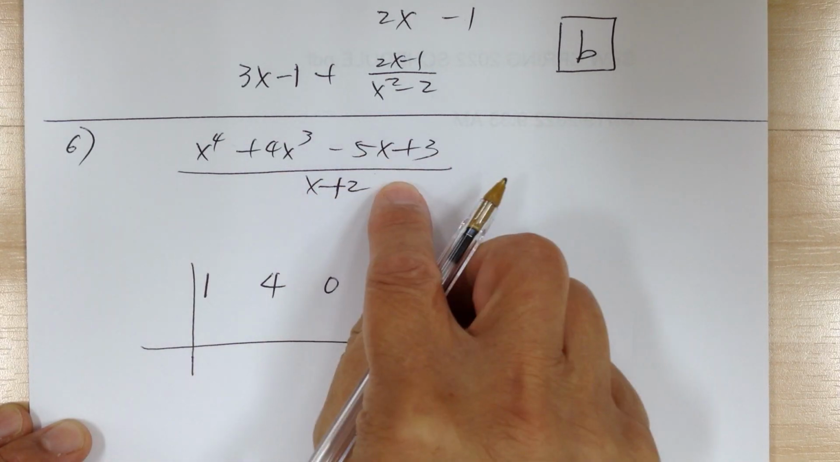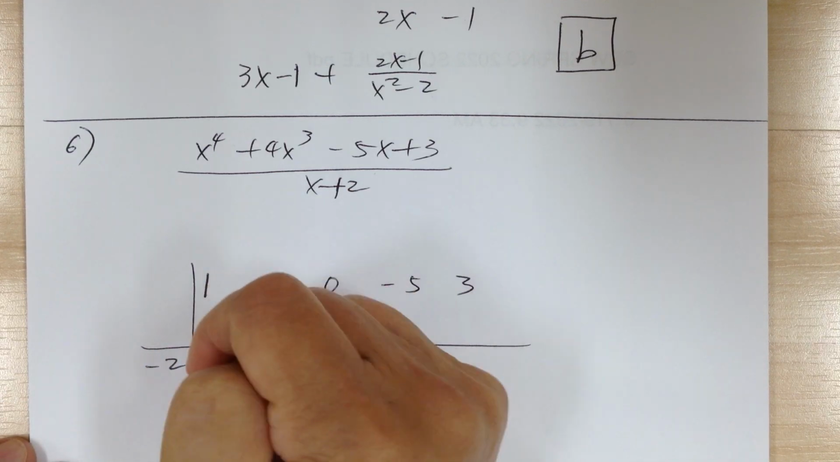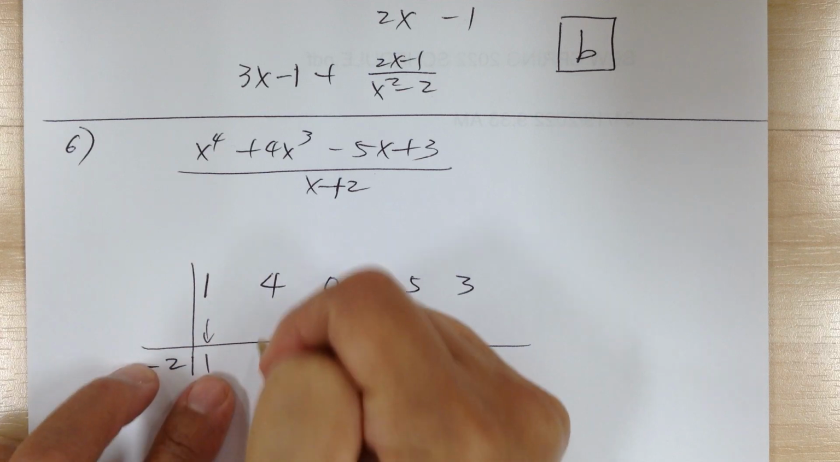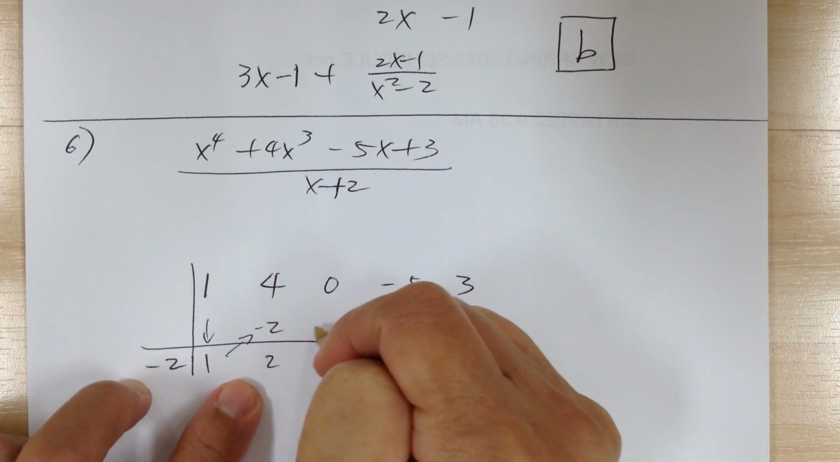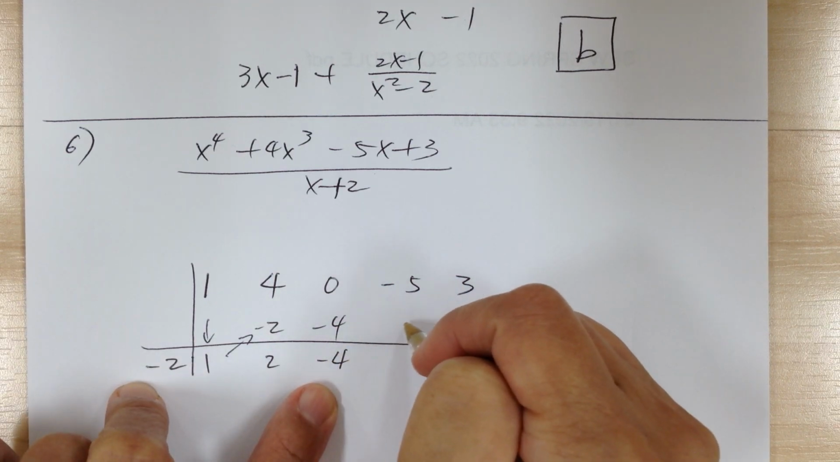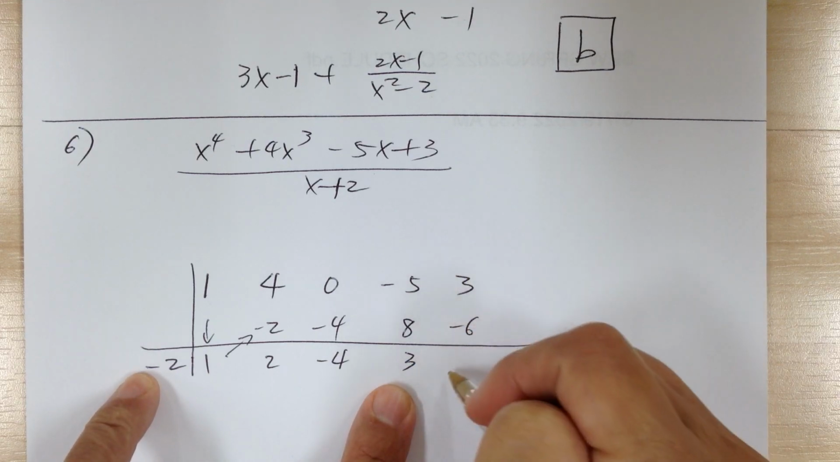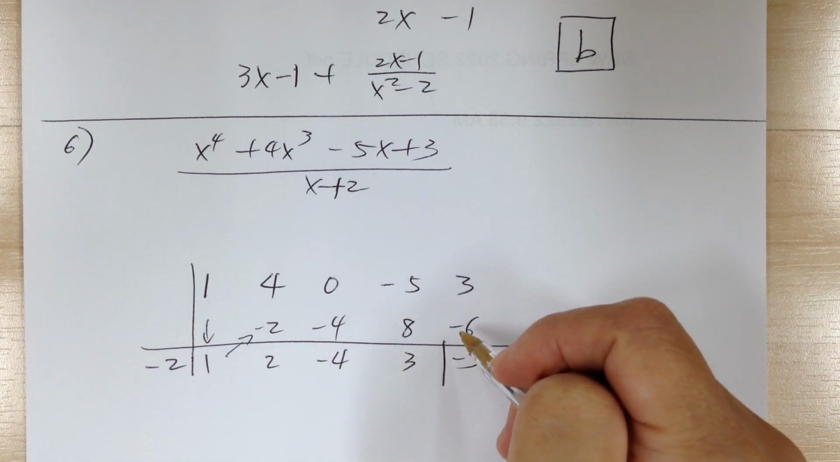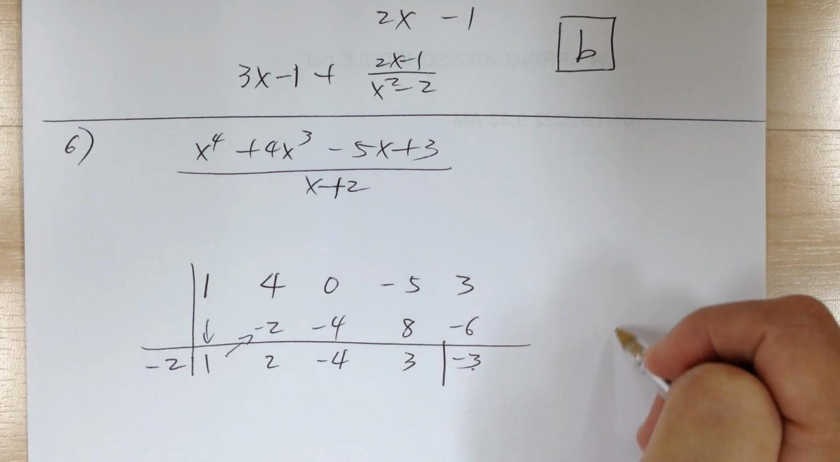Divided by x plus 2, so if you set this equal to 0 and you solve, you're going to get x equal to negative 2. Okay, so you drop the number, multiply, add, multiply, add, multiply, add, multiply, add. So in this case, the remainder is -3, so the answer is C.